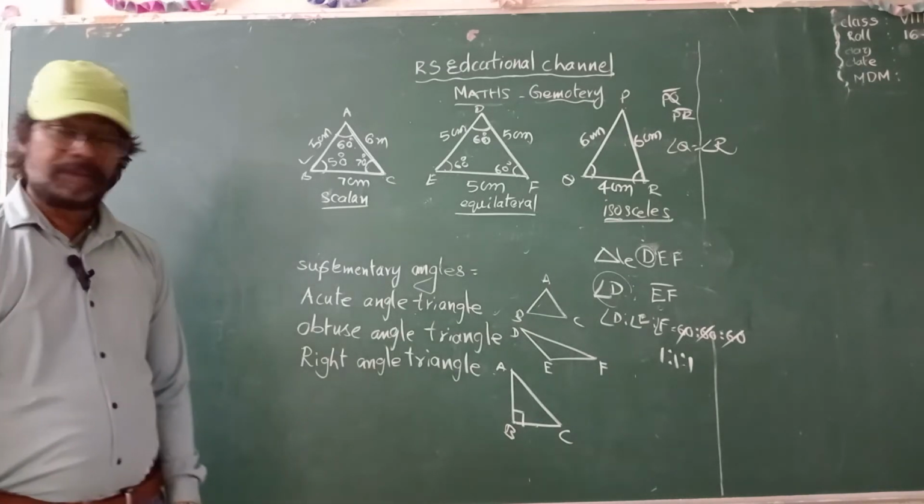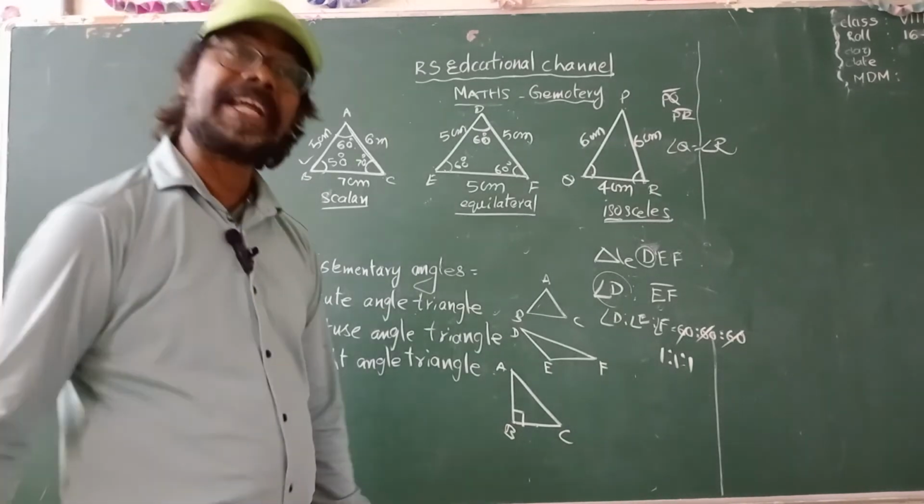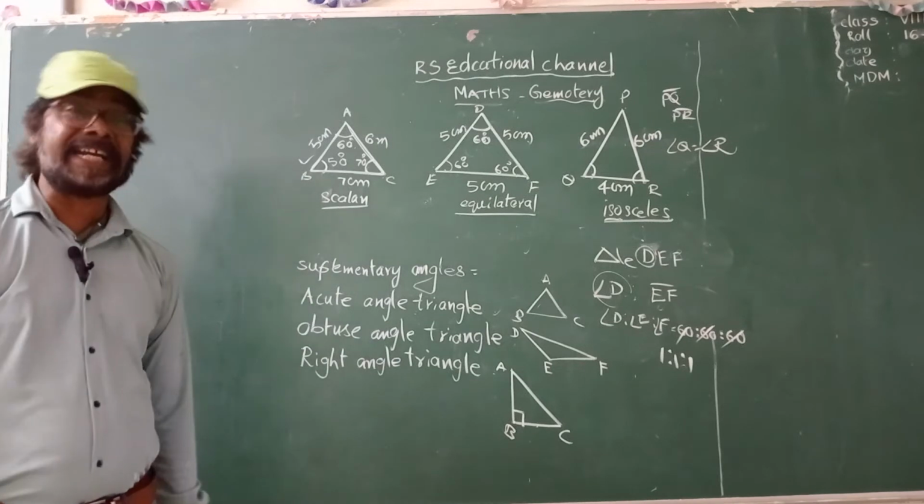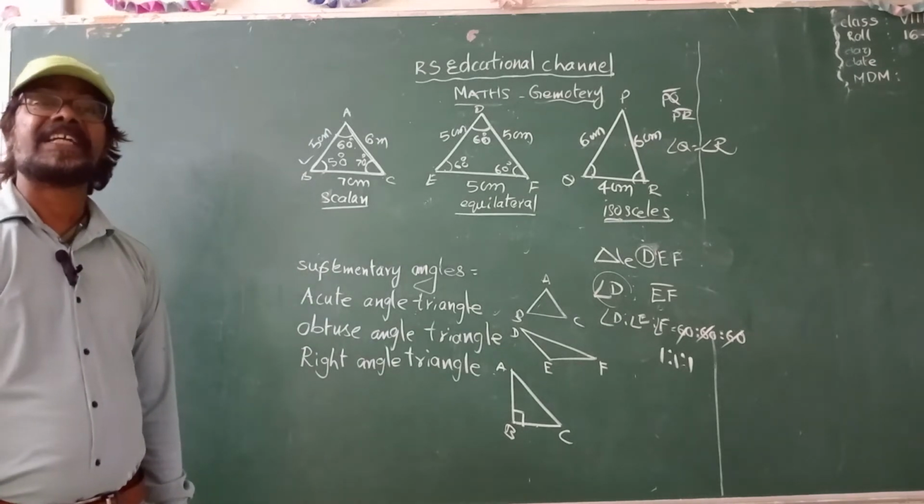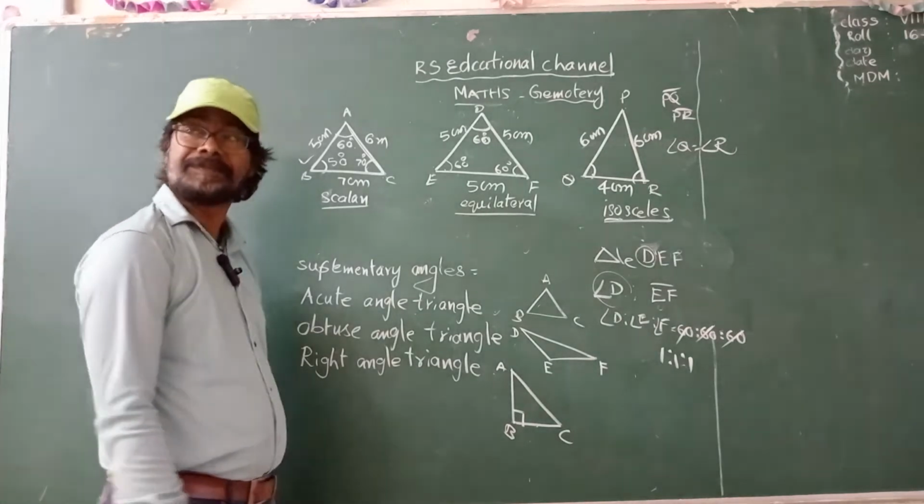Understand? Yes, sir. And if any one of the angles is more than 90, then we say it is an obtuse angle triangle. Understand?